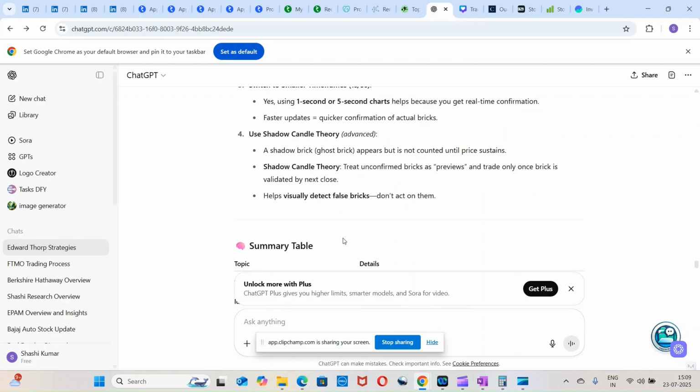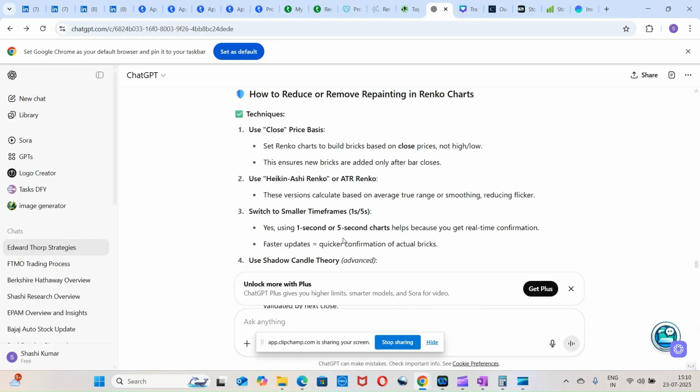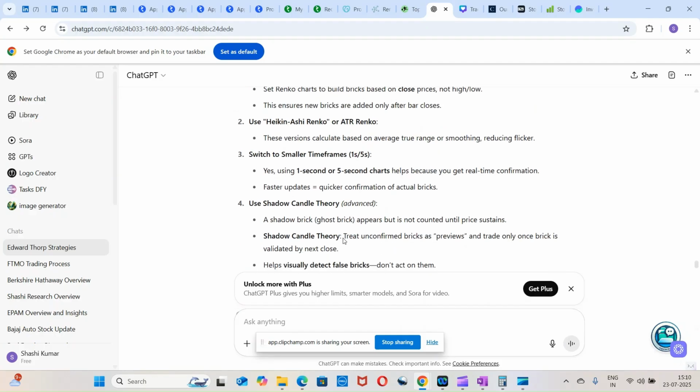What this will help you do is visually detect false bricks, and you don't act on them. You'll only act once the brick is formed. So these are all the different theories that are there to reduce the repainting in Renko charts. Use close price, or use ATR Renko, switch to smaller time frames, or use shadow candle theory.